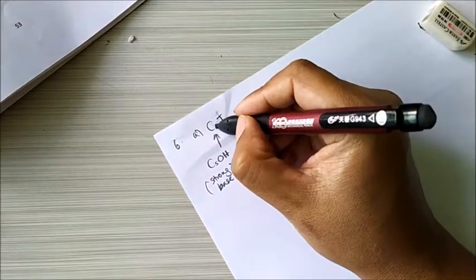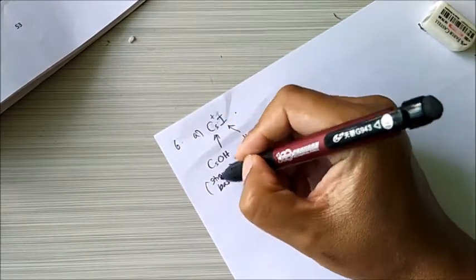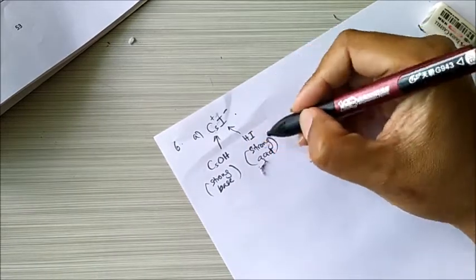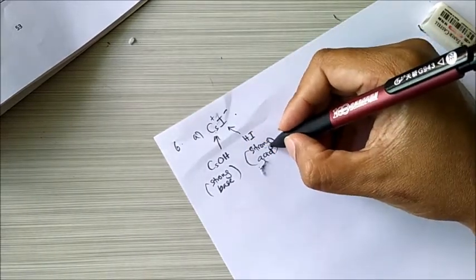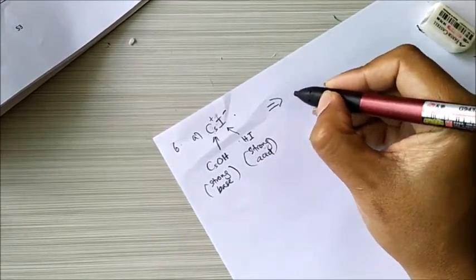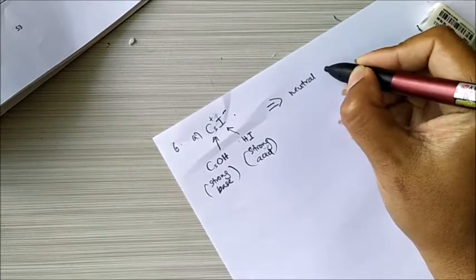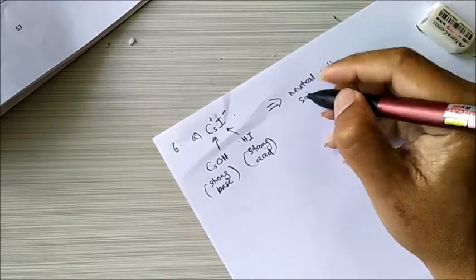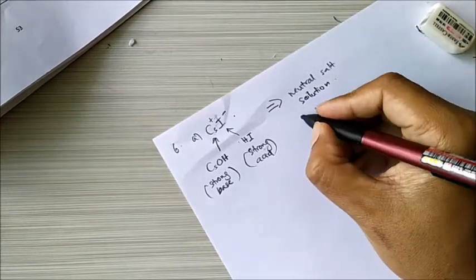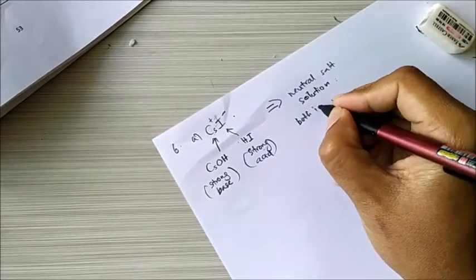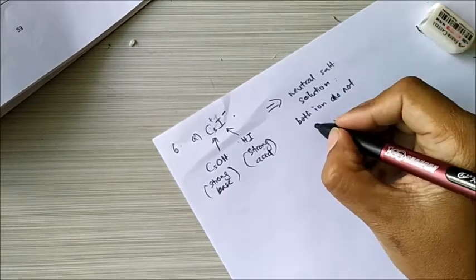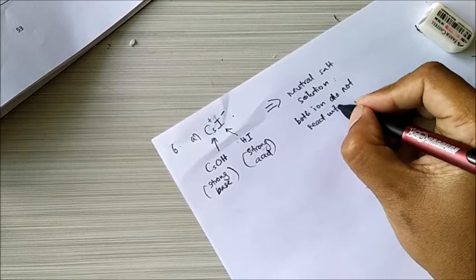So the cesium ion is the cation of a strong base. Iodide is the anion of a strong acid. Therefore, it is a neutral salt solution. Both ions do not react with water.